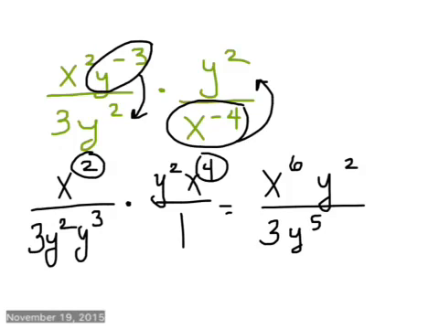Now to reduce it, is there x's on the top and bottom? No. Is there y's on top and bottom? Yeah. Who has more? The bottom. By how many? By 3. So my final answer would be x to the 6th over 3 y to the 3rd.